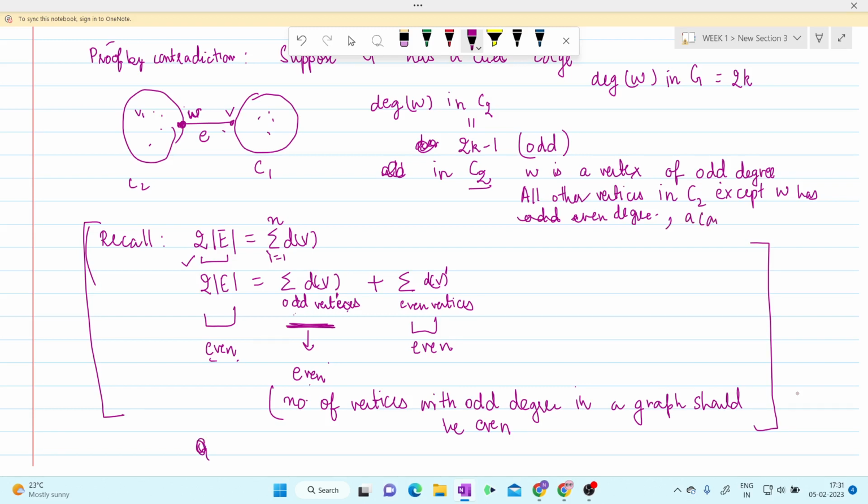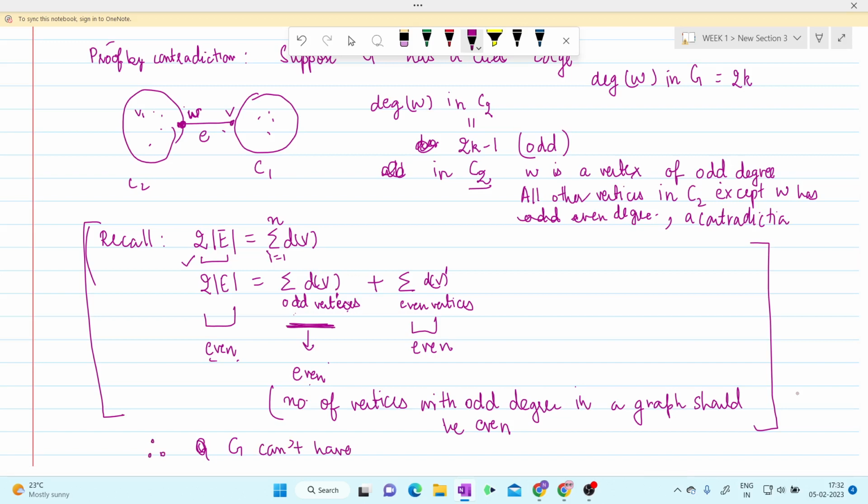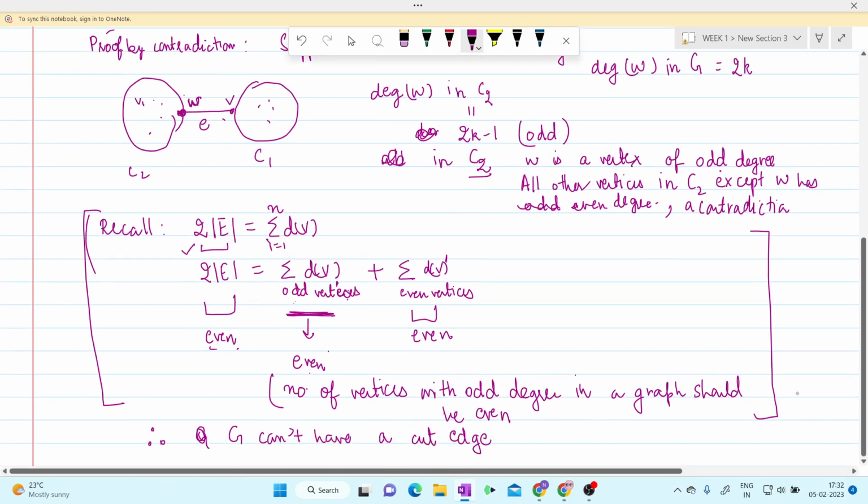and G cannot have a cut edge. So is this proof clear? I can repeat any of the steps that is not clear. If it is not clear, you can ask.